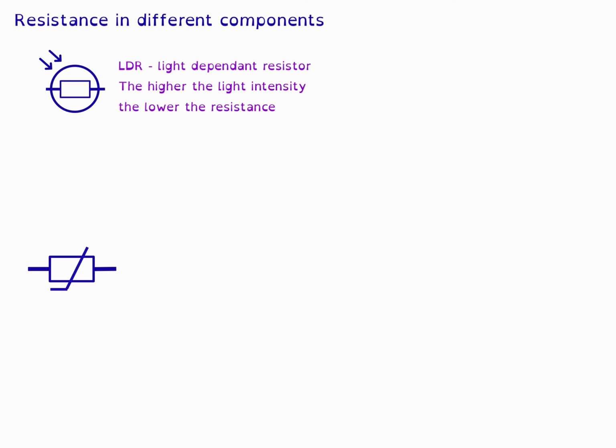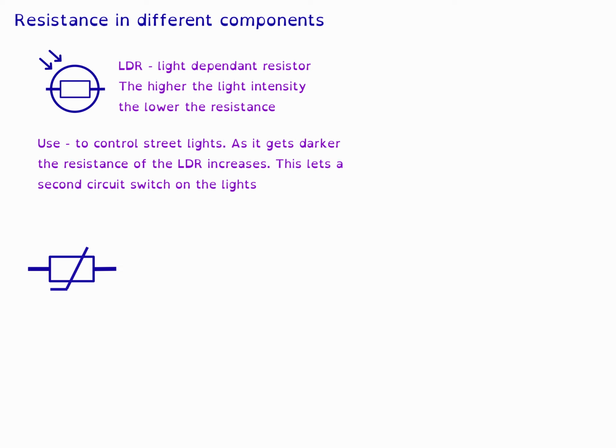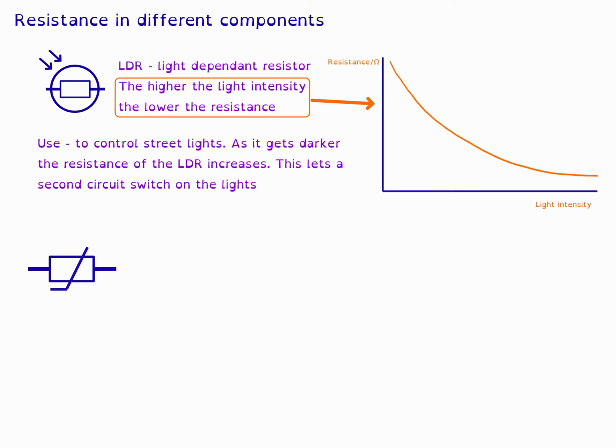This is the symbol for an LDR, a light-dependent resistor. The higher the light intensity, the lower the resistance. Uses are to control streetlights. As it gets darker, the resistance of the LDR increases, and this lets a second circuit switch on the lights. This graph shows you how the resistance changes with the light intensity.